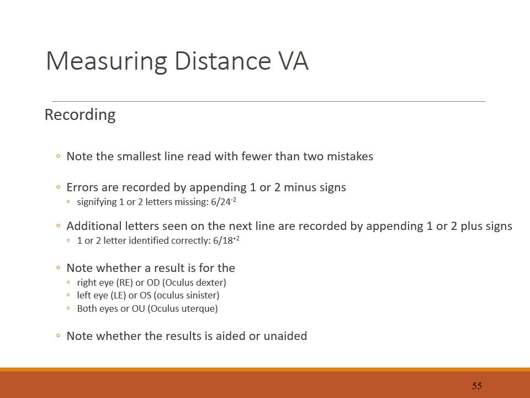Additional letters seen on the next line are recorded by appending 1 or 2 plus signs. Note whether a result is for the right eye, left eye, or both eyes. Make sure that you note whether the result is added or unadded.